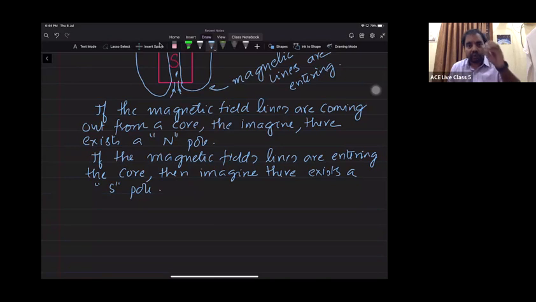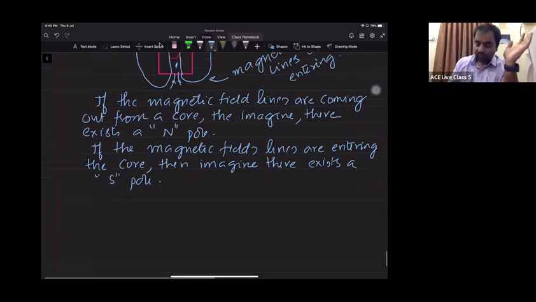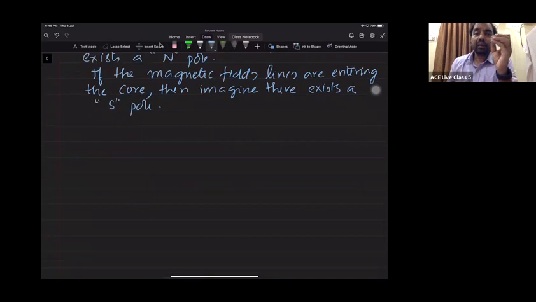So the first point is, if you want to identify what pole exists, you have to identify the direction of flux lines. If the flux lines are coming out of the core, then you have to imagine that there is a north pole. And if the magnetic flux lines are going into the core, you have to imagine that there is a south pole, right? Done. The second point is the right hand thumb rule. I'm not going to take up that right hand thumb rule. Already you know the right hand thumb rule.